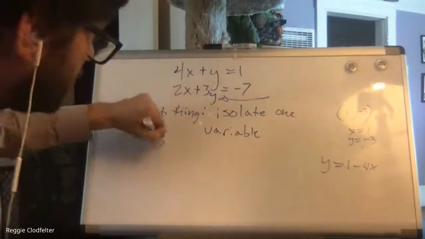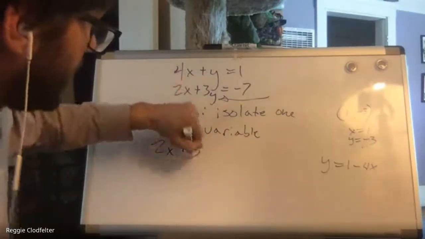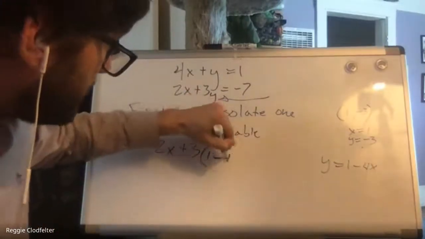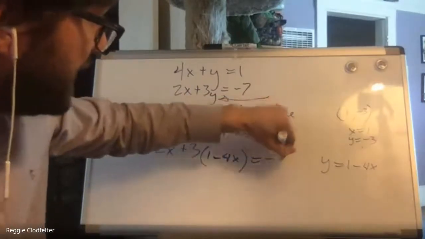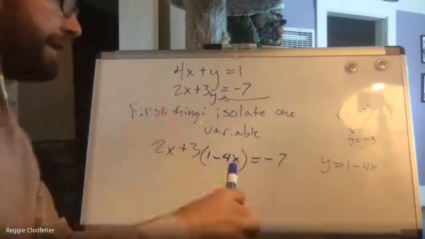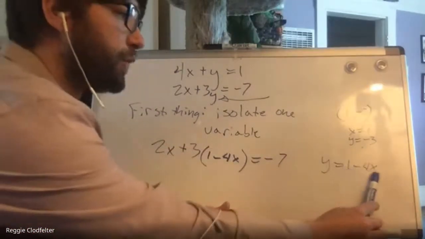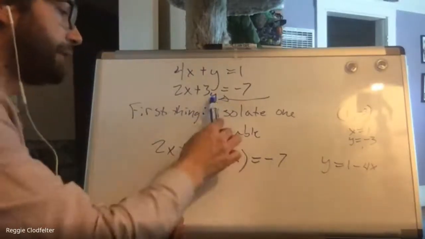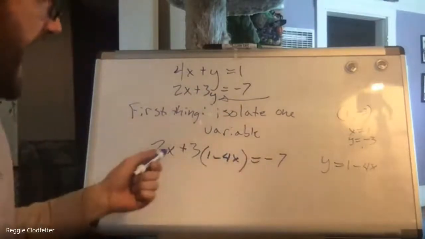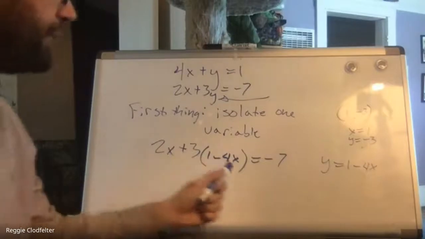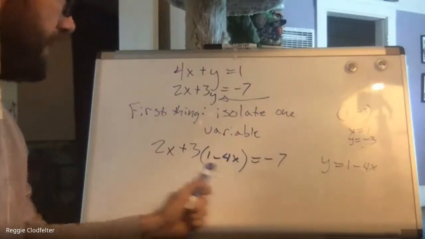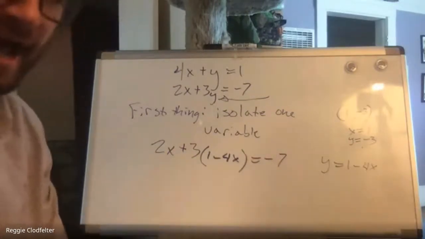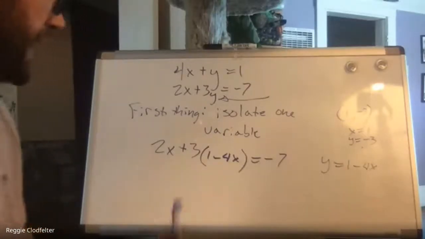So we would then get 2x plus 3, and instead of 3y, we do 3 times 1 minus 4x. And we know that that equals -7. Does everyone see what I did there? I took what y equals, which is 1 minus 4x, and I replaced y with that in the other equation. Now, there is only an x variable. There is no longer any y variable written here, which means I can now solve for x and get an actual number for x. So I'm going to do that for you guys now.